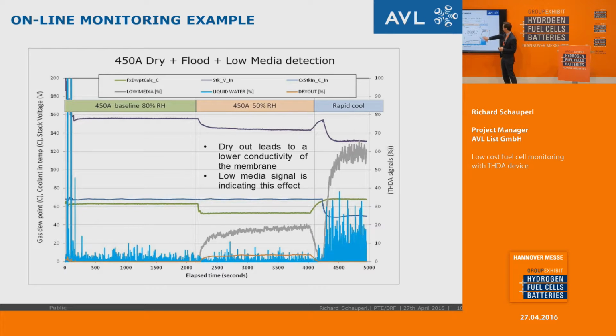Here on the left-hand side, there is one example for the rapid cool down. The stack temperature is going down from about 70 to 50, and this causes, of course, liquid water. This liquid water is blocking the channels, and this is why the low media signal is showing a big effect here.